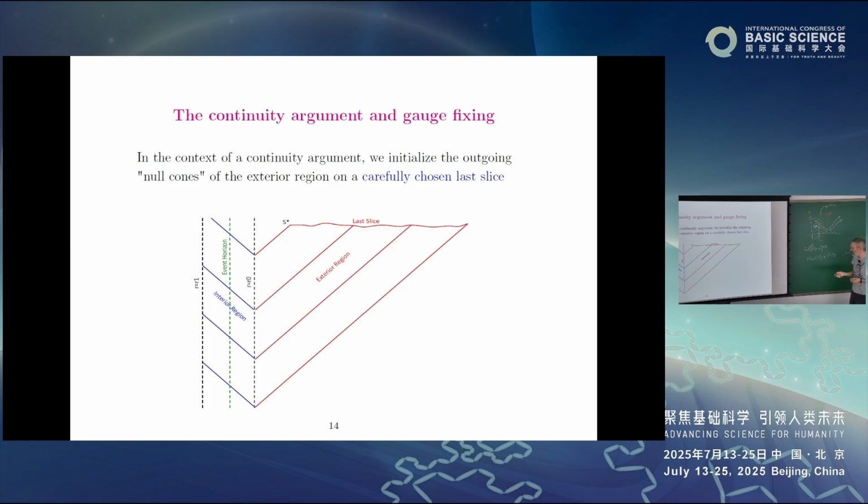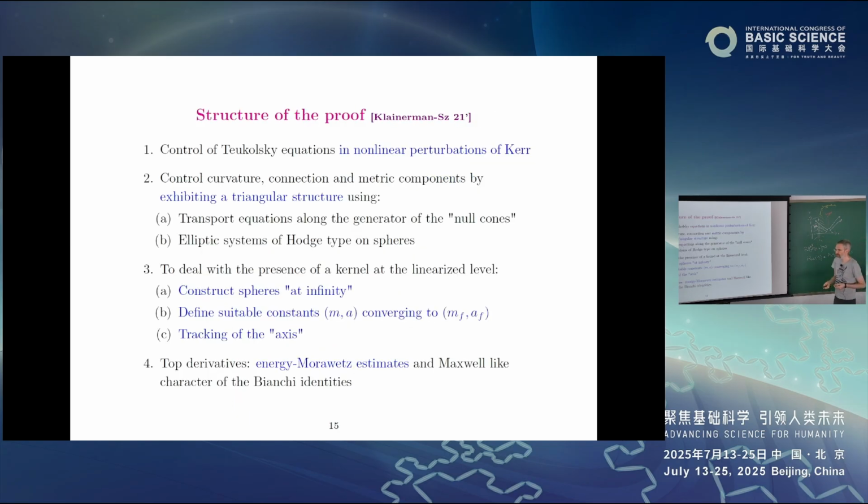Maybe let me spend one slide explaining the general strategy of the proof. I think it will be very natural in view of what I explained about the linear problem. This is the structure that you will find in the paper that got the FSA award, although I simplified the structure for you. So obviously, you want to start with the Teukolsky scalars.